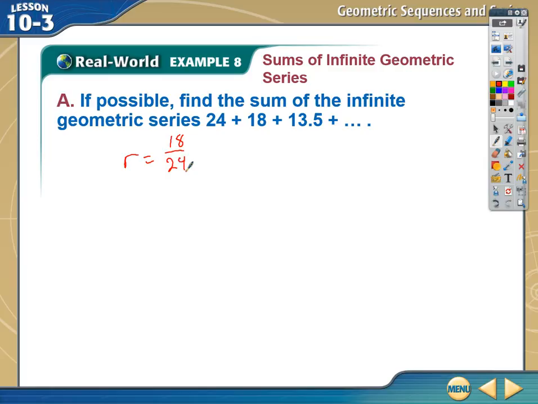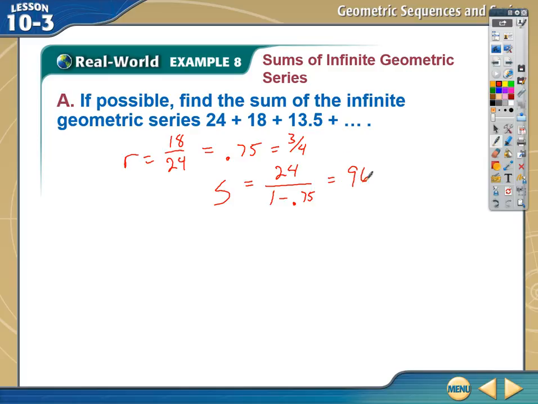I go ahead and type that in the calculator, and I get 0.75. Or, if you can automatically do it, it's 3/4. That's my common ratio. I multiply each term by 3/4, or 0.75. So then I apply the formula. My formula said S is equal to 24, the first term, divided by 1 minus my common ratio, 0.75. I put that into my calculator, and I get 96.